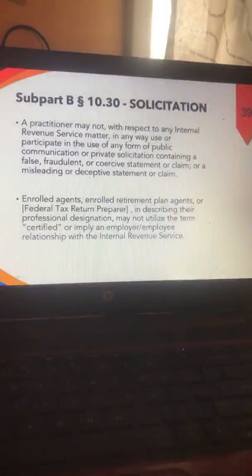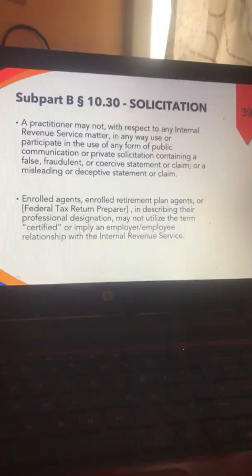And take a look at the second bullet. Enrolled agents, enrolled retirement plan agents, or federal tax return preparers, in describing their professional designation, may not utilize the term certified or imply that an employer-employee relationship exists with the Internal Revenue Service. I myself promote on our website and on all my marketing materials that I am one of the educational instructors for this program on my tax courses online.